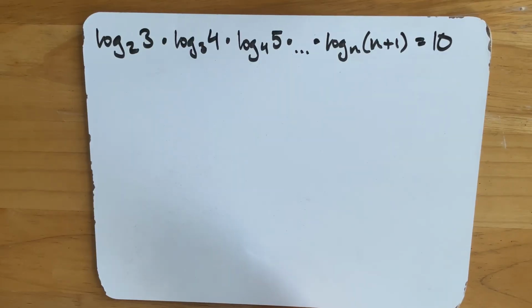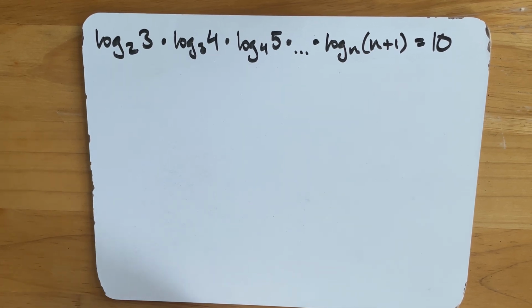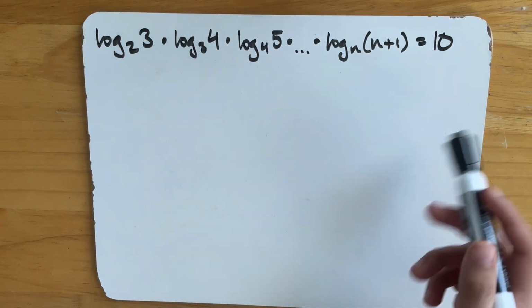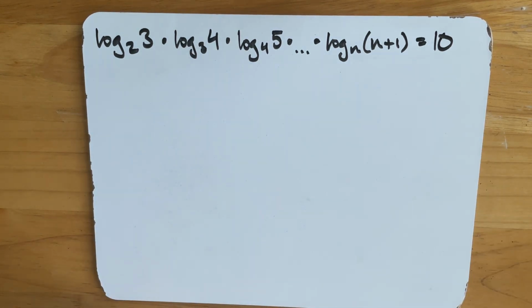Alright, so I'm looking at the problem, and I don't see much I can do, because look, we're multiplying logs, so I don't think there's much of a property for that. But what's even worse is that all the logs are of different bases, like log base 2, log base 3, log base 4, log base n. So that kind of makes it a little worse.